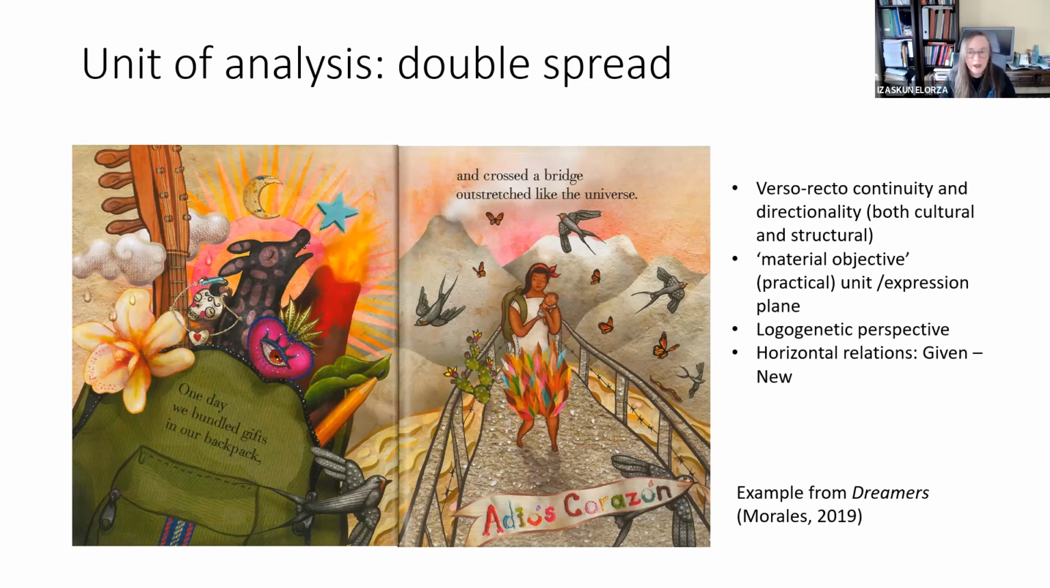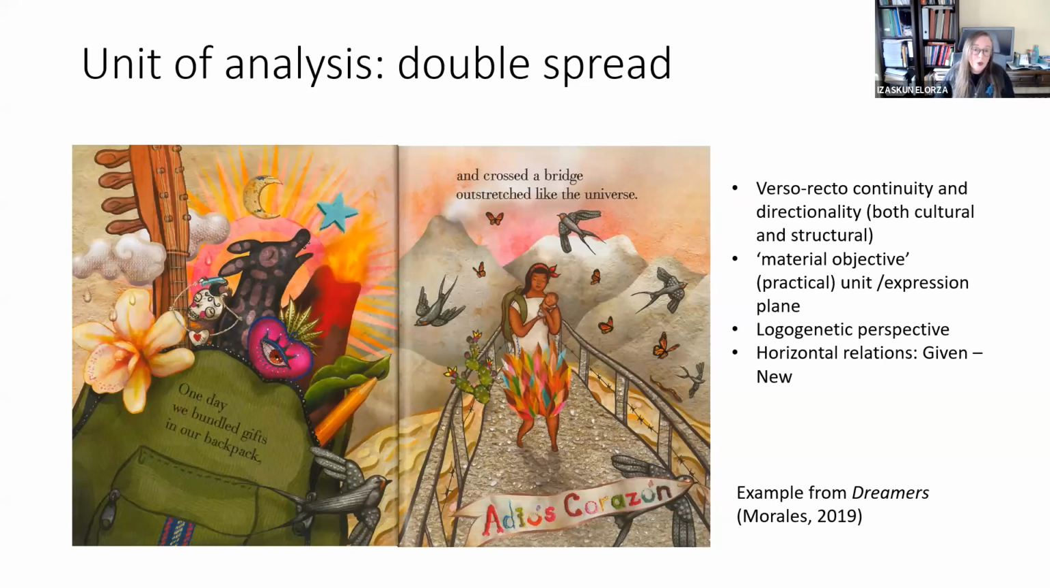So the double spread is a material, objective, practical unit. It is material because the limits are set for us. We don't have to make decisions as to what the limits of the unit are like. And it is based on the expression plane. It is not about semantics. It is the space that we have there and the limits of that space that are set for us. So in that sense, it is good because it is material and objective. So we don't have the subjectivity of the analyst at all.